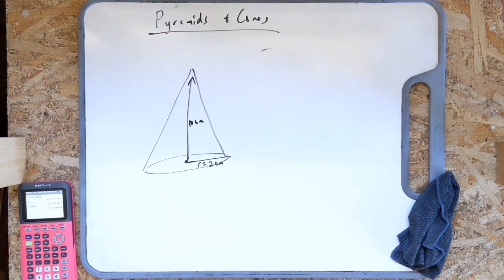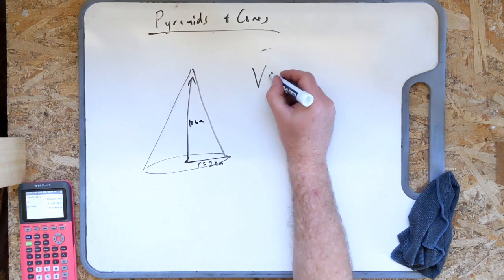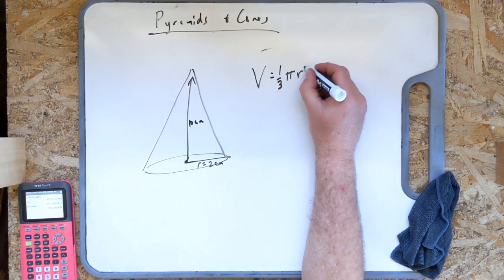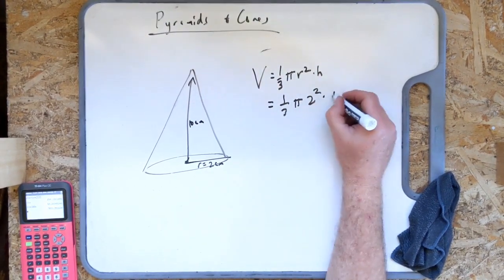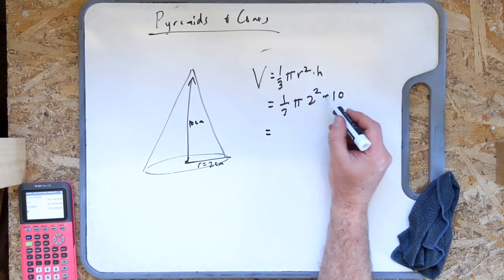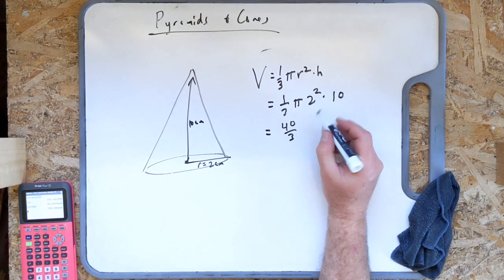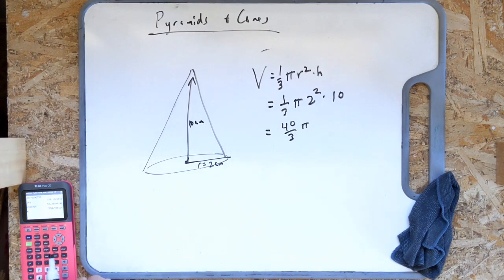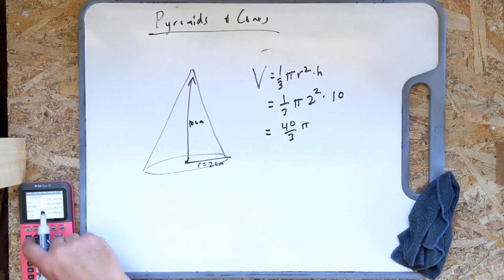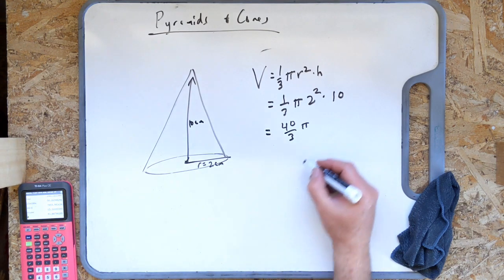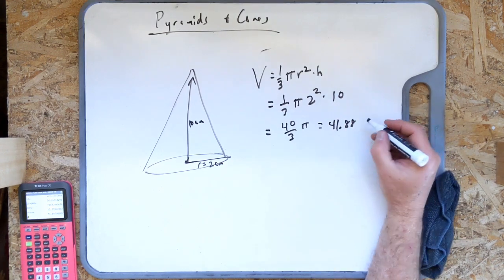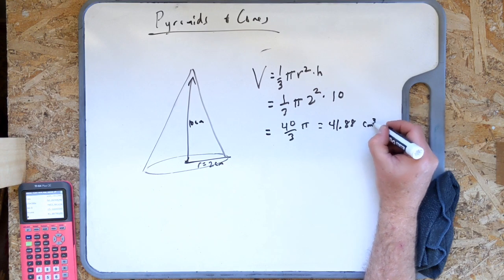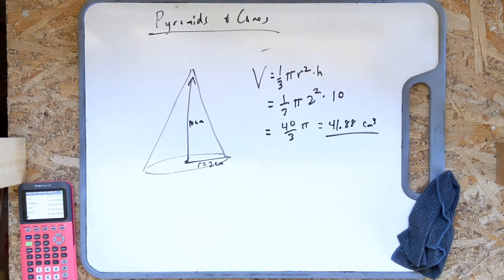Pause the video. All right, if you're back, volume is just 1/3 pi r squared times height. 1/3 pi 2 squared times 10, which is 40/3 pi. And let me get the actual number for that. Looks like 41.88 cubic centimeters is how much ice cream you can fit in that cone. Okay, let's try another one.